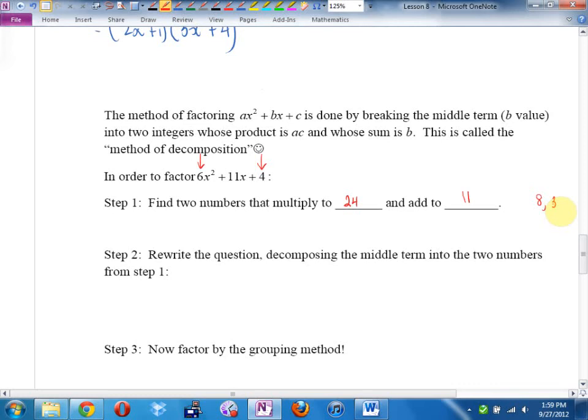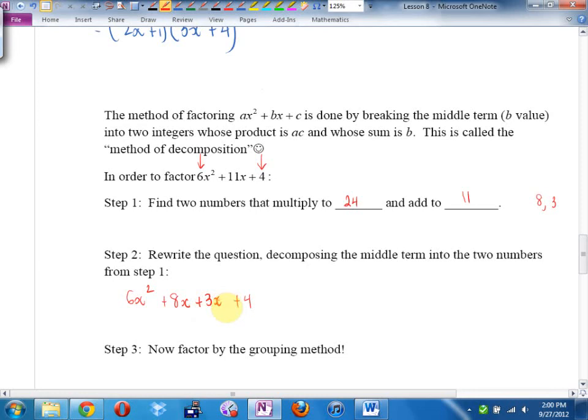That's going to tell us how to decompose this question. We're going to decompose part of this question into an 8 and a 3. How? We drop the 6x squared down, and we leave a space, we drop the positive 4 down. But you see that 11x in the middle? I'm going to decompose it. You know what I'm going to decompose that 11x into? I'm going to decompose it into an 8x and a 3x.